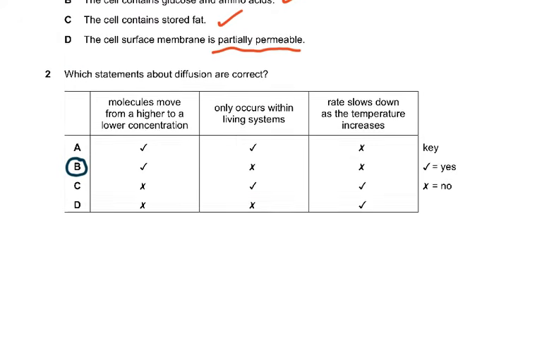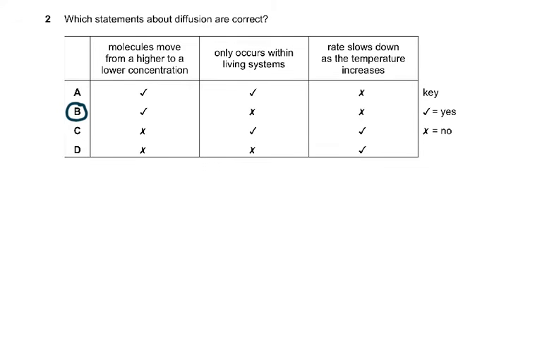So going on to question 2. Now, which statement about diffusion is correct? Molecules move from a higher to a lower concentration. Only occurs within living systems. Rate slows down as the temperature increases. So we know these last two are wrong.